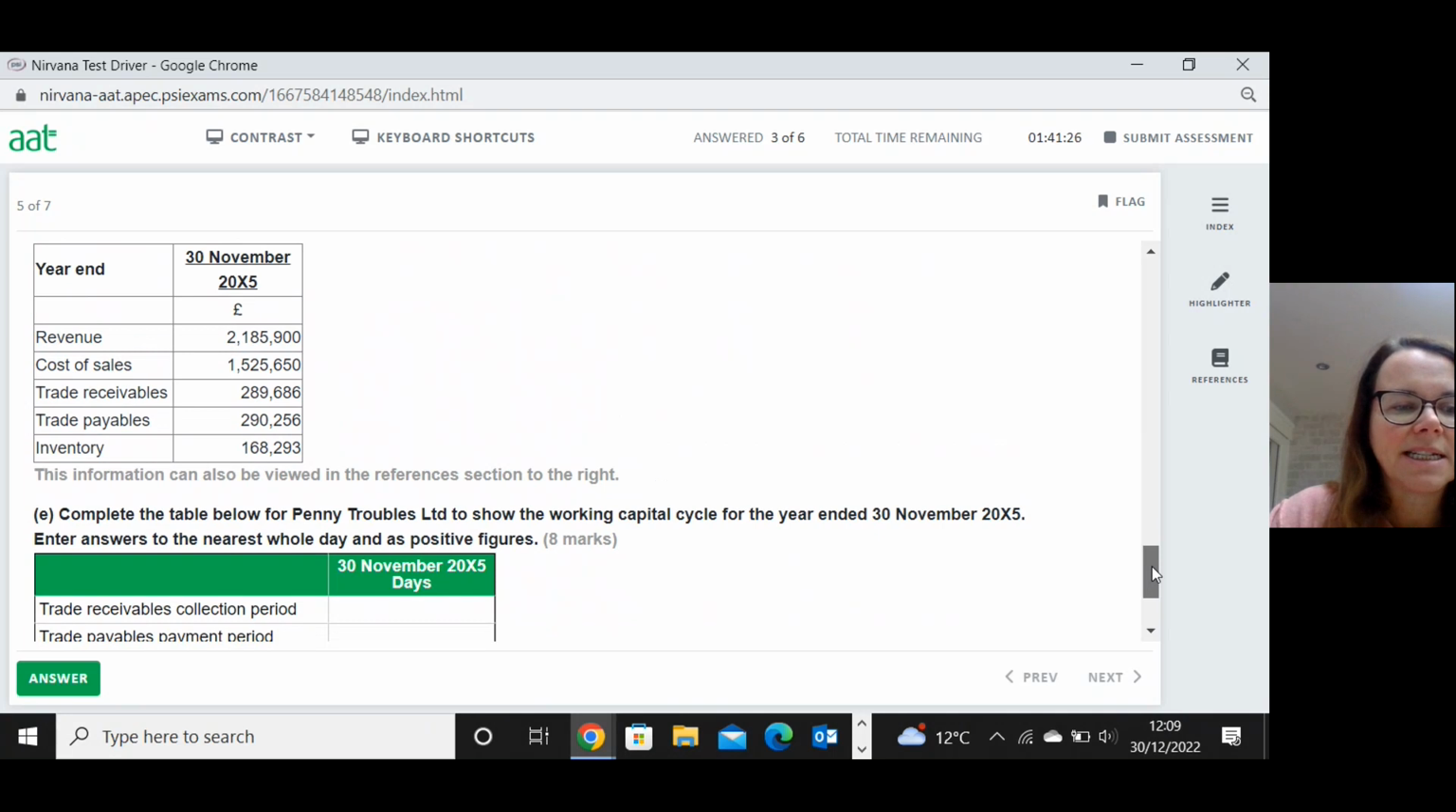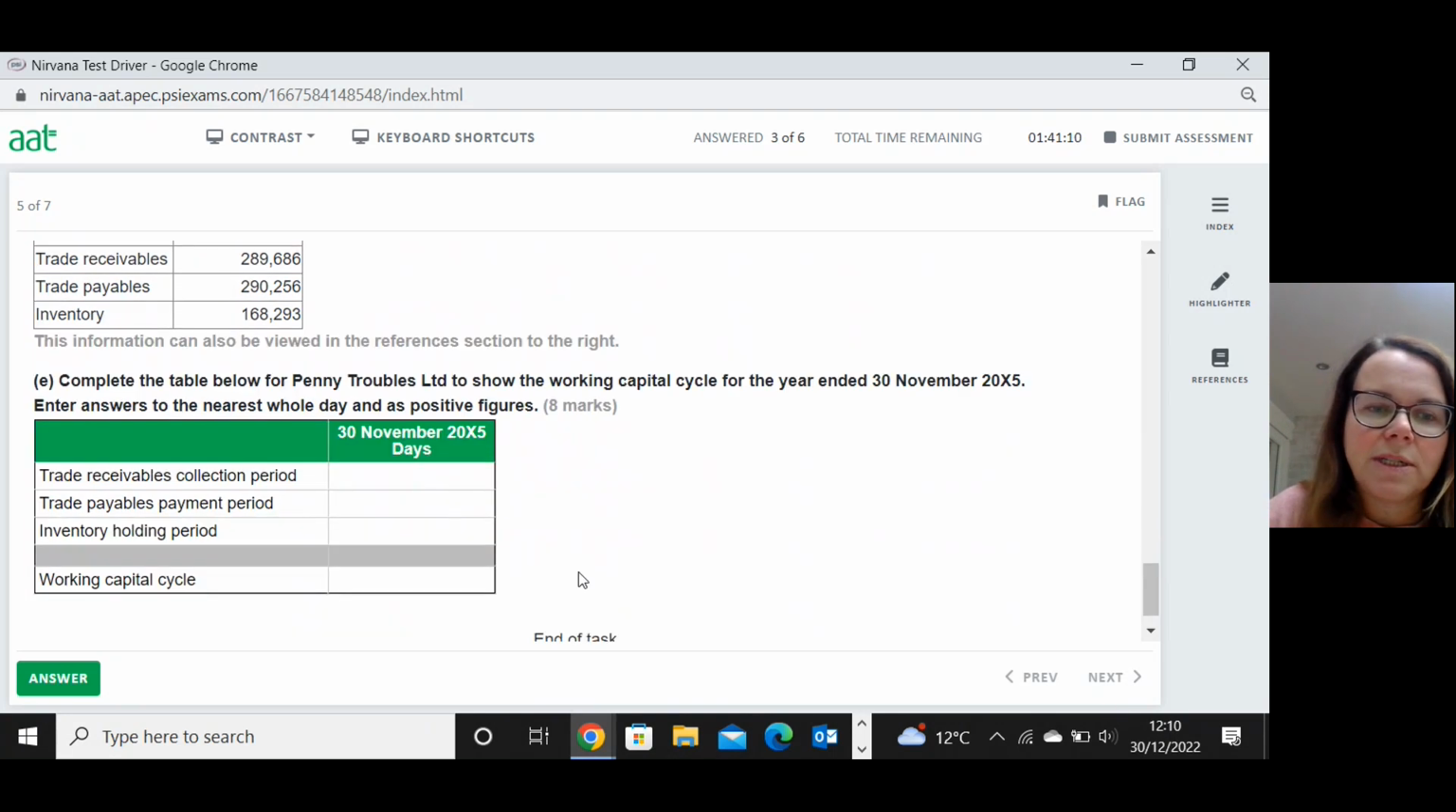Right, so if you know your formulas, this is easy. Trade receivables collection, so you do trade receivables, divide by revenue, multiply by 365. So that should give you a figure of 48 days. Notice it says enter answers to the nearest whole day as positive figures.